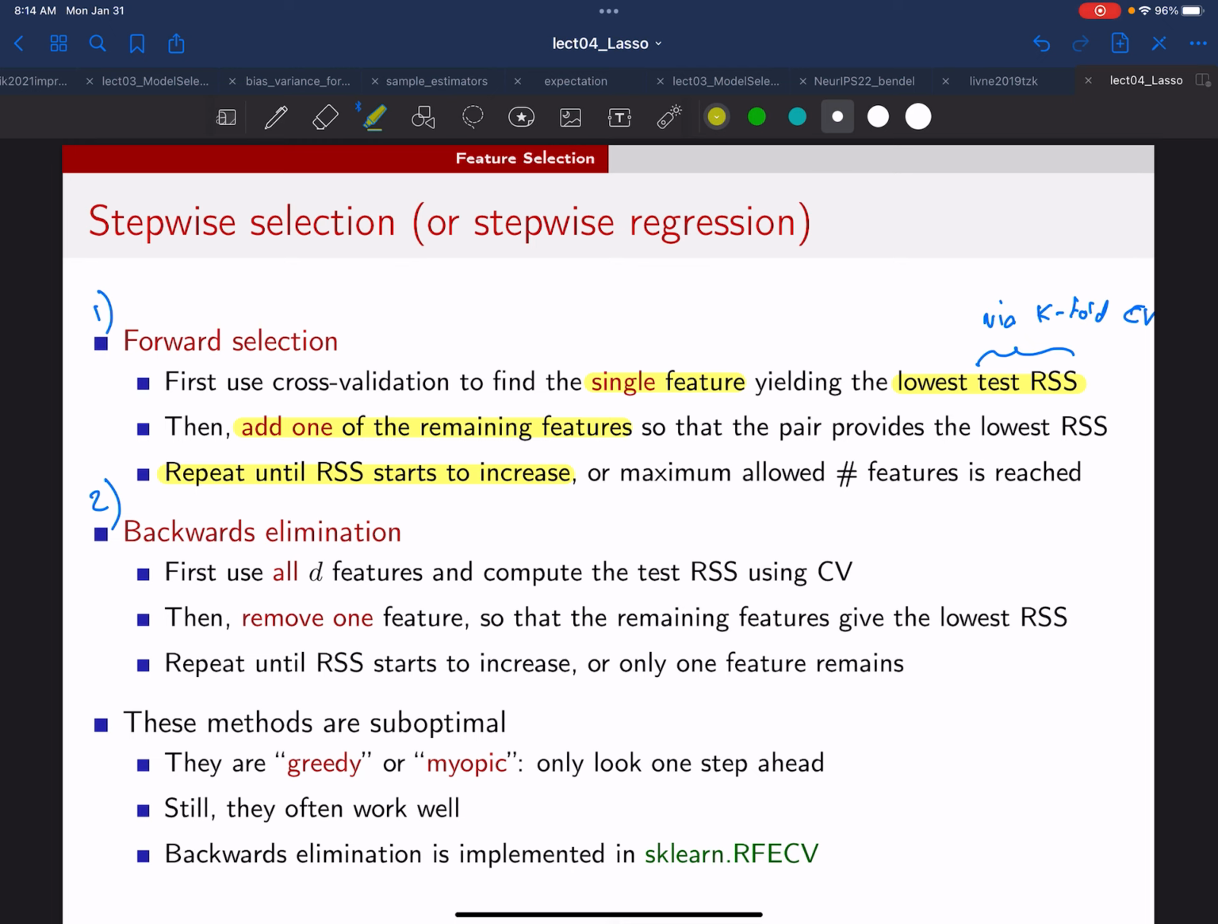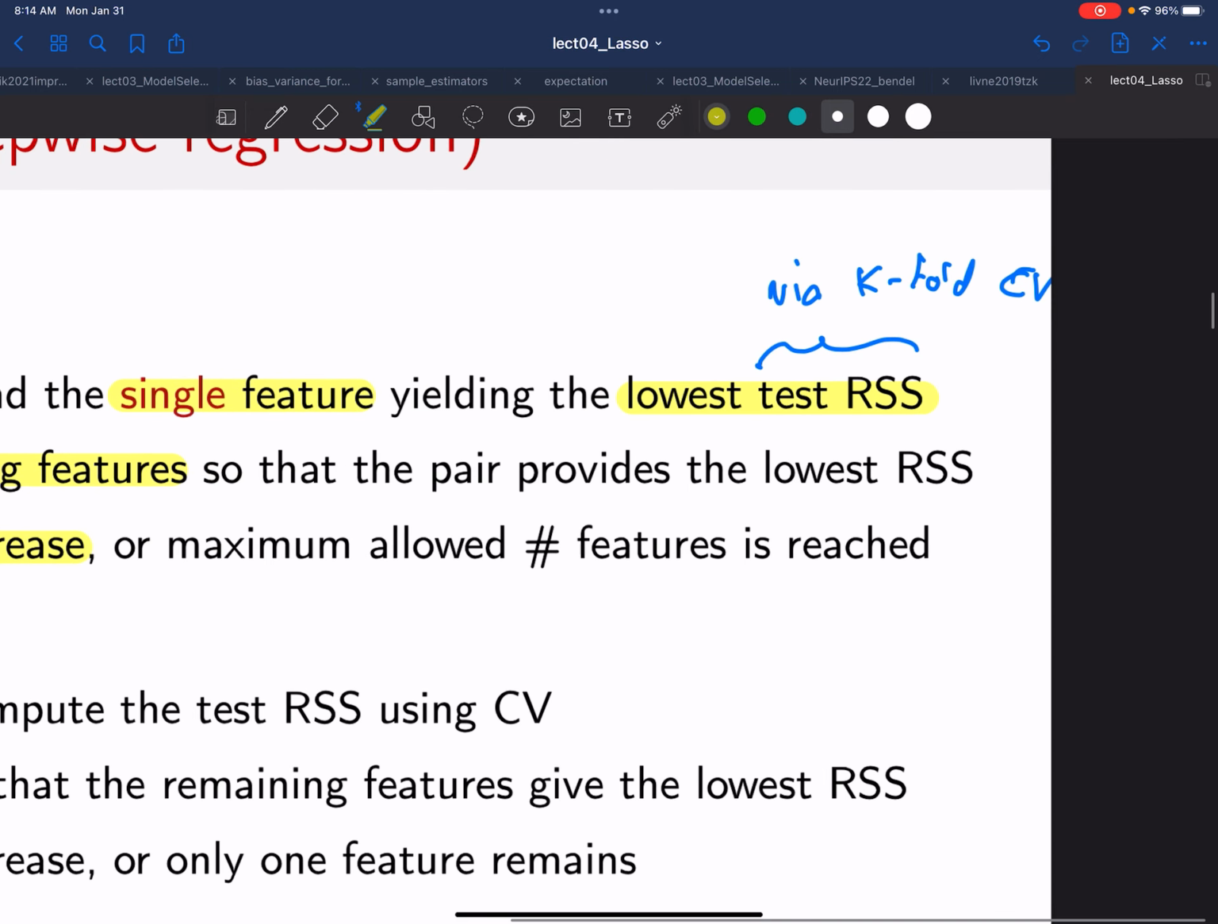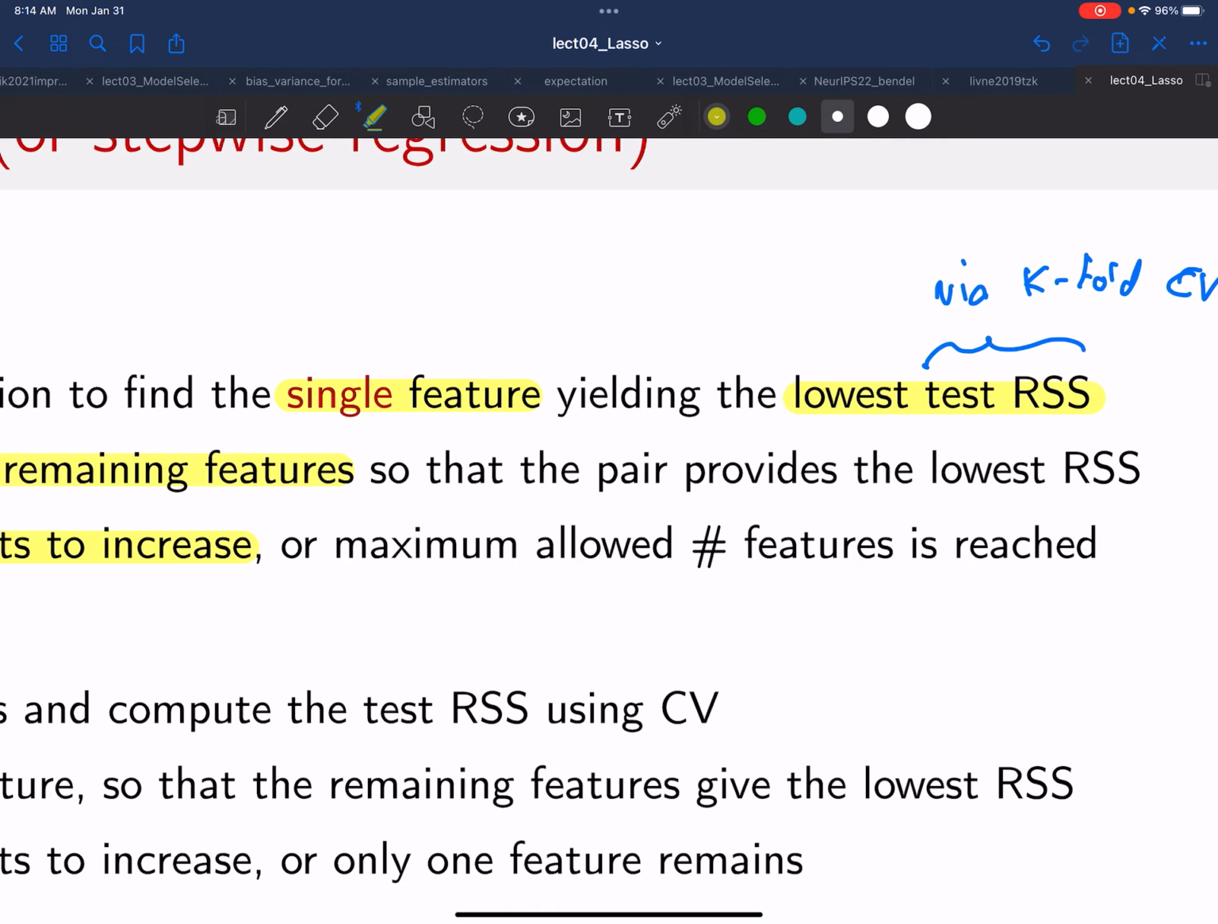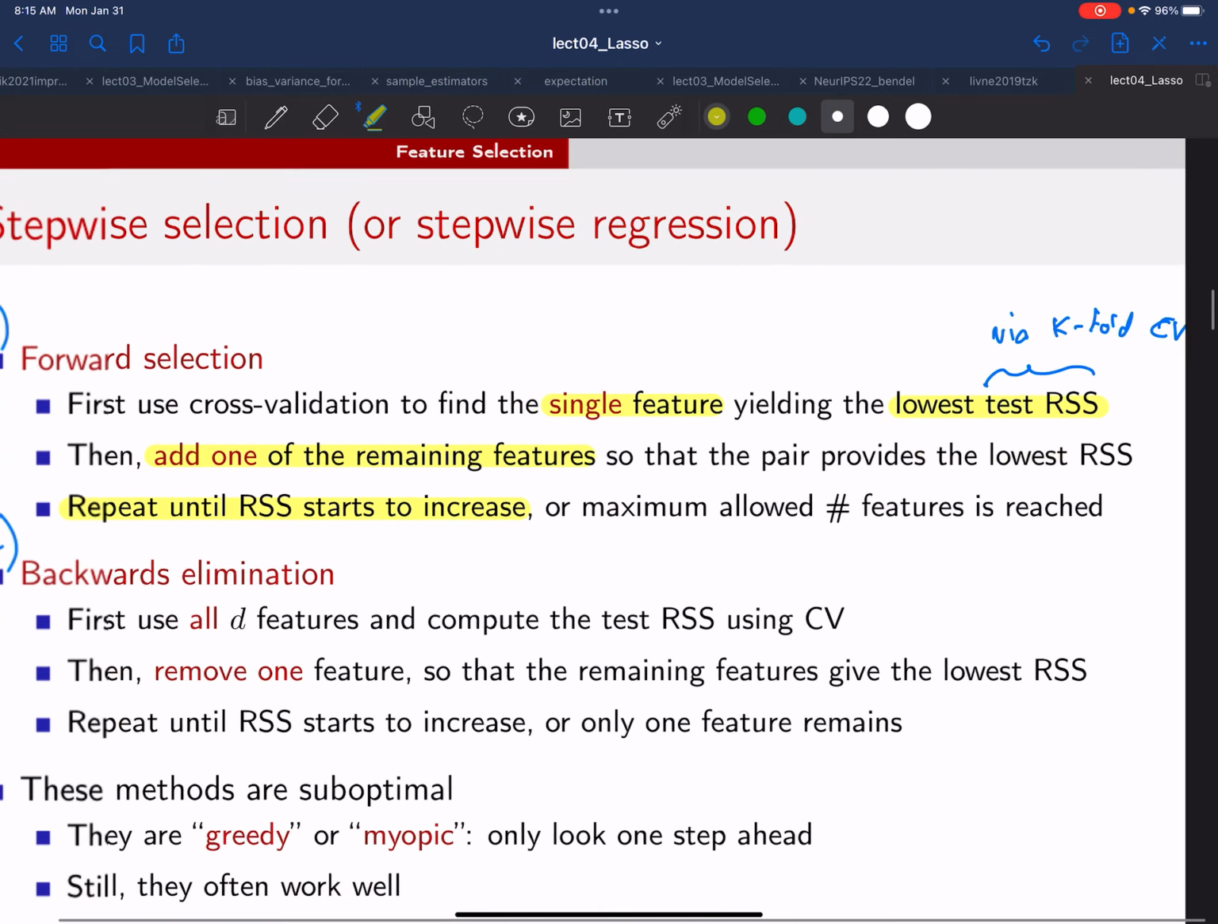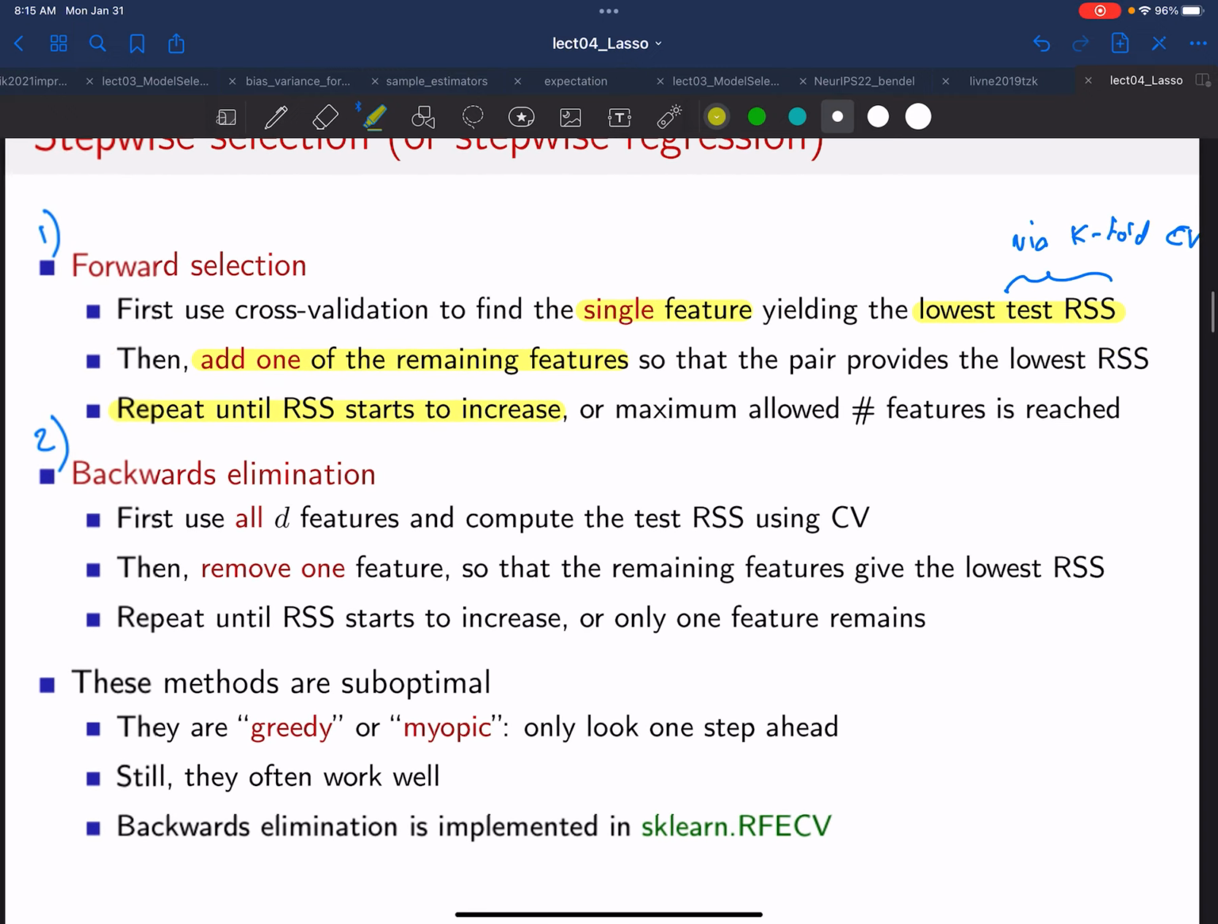Is that making sense? Process? Okay. Yeah. What did the blue word say? Via k-fold CV. Sorry about that. Okay, so that's forward selection.